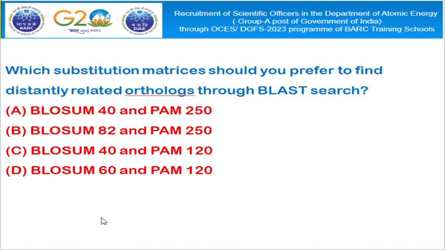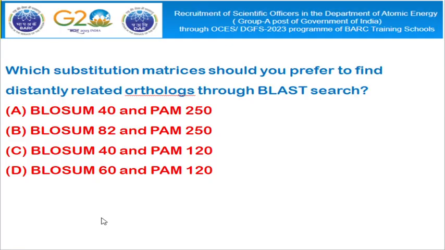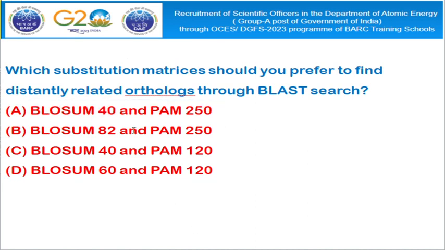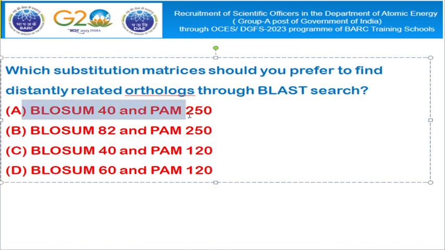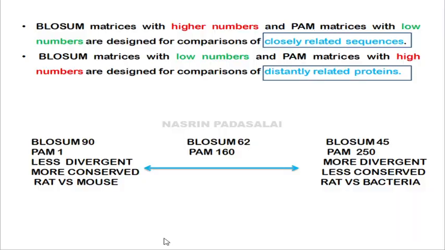So here they are asking which substitution matrices you would prefer in order to find distantly related ortholog sequences. Distantly related means they are more divergent and at the same time less conserved. In that case, you need to employ BLOSUM with low number and PAM with high number. So the correct answer is BLOSUM 40 and PAM 250. BLOSUM with low number and PAM with high number is generally employed for comparing sequences from distantly related organisms.